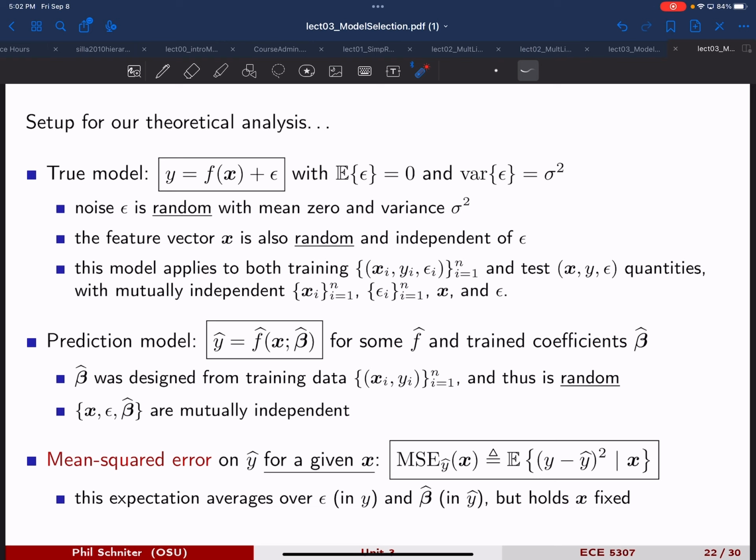The thing we're going to analyze is the mean squared error on our predictions y hat. And we're going to do this conditionally. We're going to say for a given x, this is our test x in most cases, what is the mean squared error on y? By mean squared error, it's the expected value, the average value, of the squared difference between the true and predicted targets.